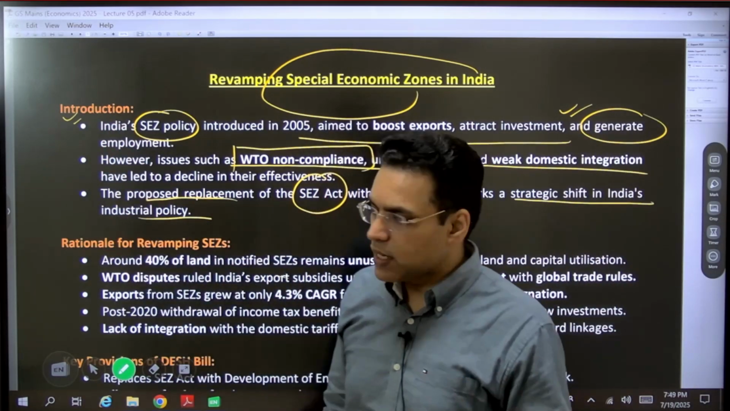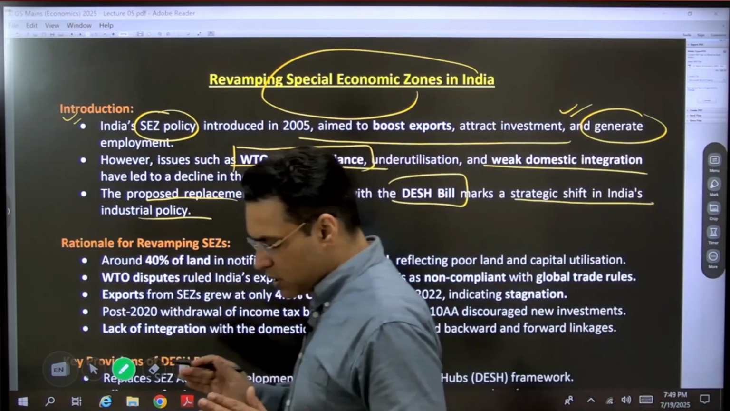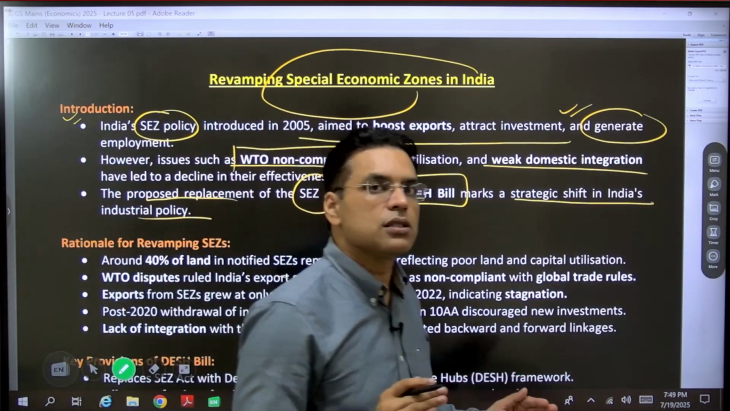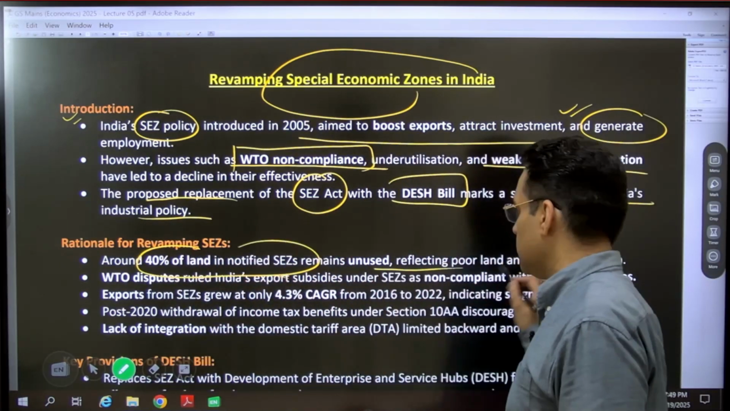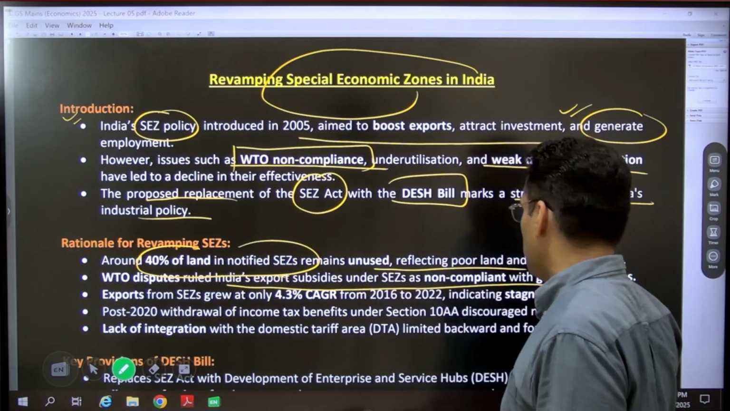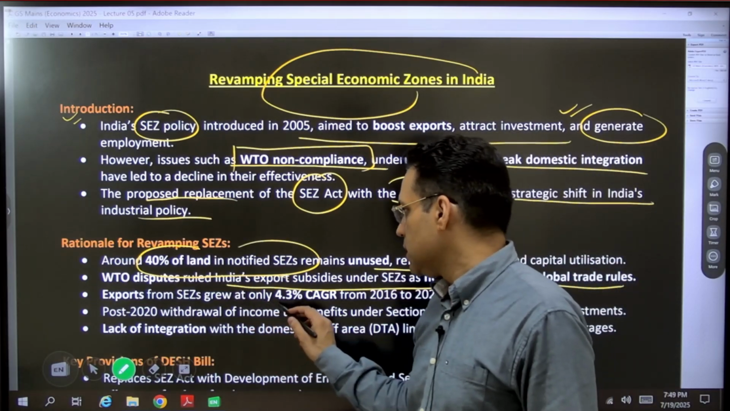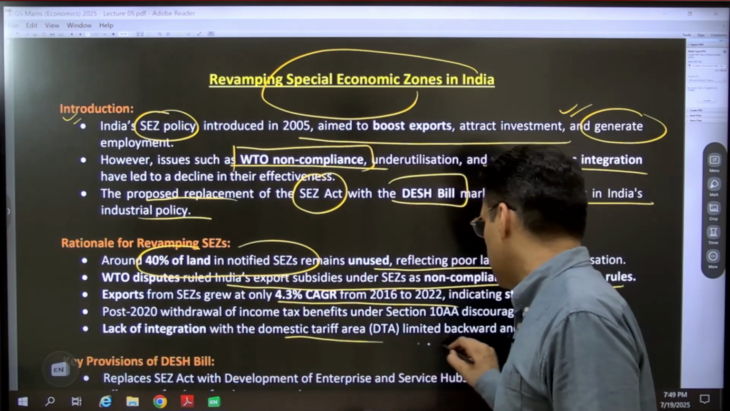Now again you can give the example here. तो क्यों revamp करना है? Why? Because SEZ policy, almost 2 decades of that, it is not effective. 40% of the land in the SEZs is unused. WTO disputes, as SEZs are non-compliant with global trade rules. Exports from SEZ grew only at 4.3%. Okay, lack of integration with the domestic tariff area.